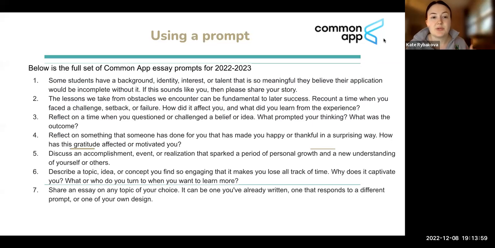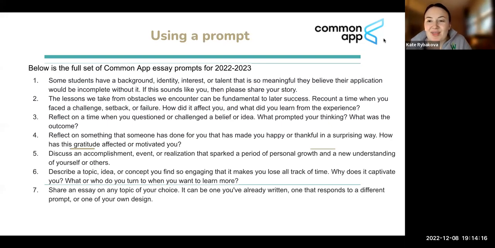It says some students have a background, identity, or interest that is so meaningful that they believe their application would be incomplete without it, and then share your story about it. So that is a very popular one where people talk about something that inspires them, their passion.